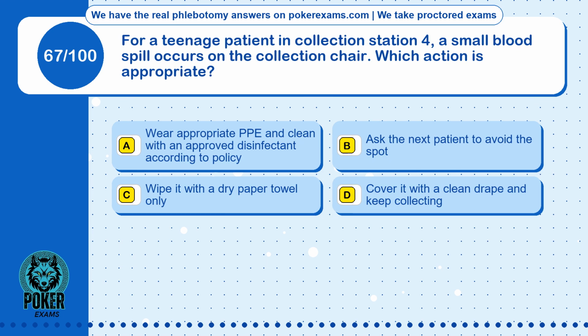Question 67. For a teenage patient in collection station 4, a small blood spill occurs on the collection chair. Which action is appropriate? Option A. Wear appropriate PPE and clean with an approved disinfectant according to policy. Option B. Ask the next patient to avoid the spot. Option C. Wipe it with a dry paper towel only. Option D. Cover it with a clean drape and keep collecting.